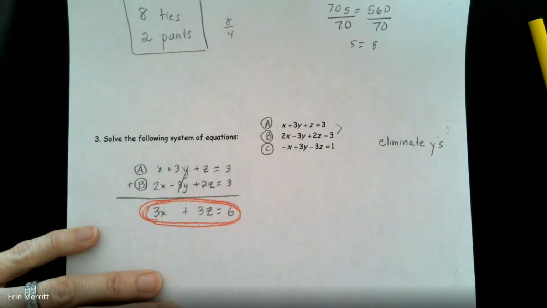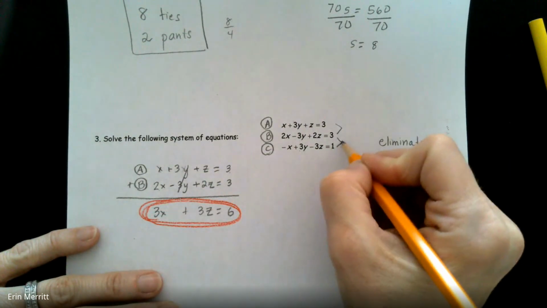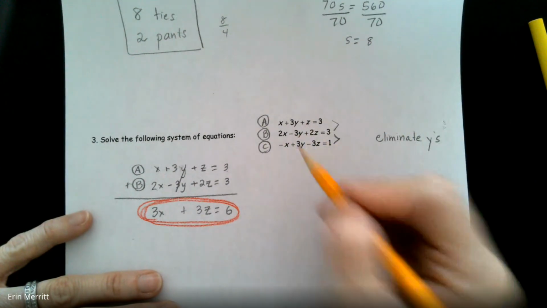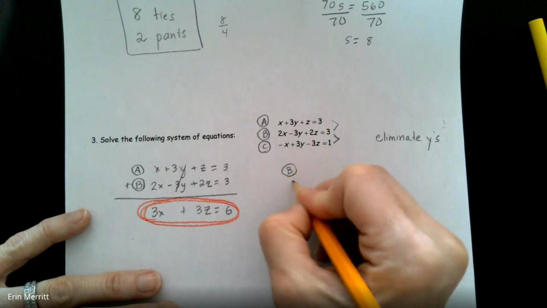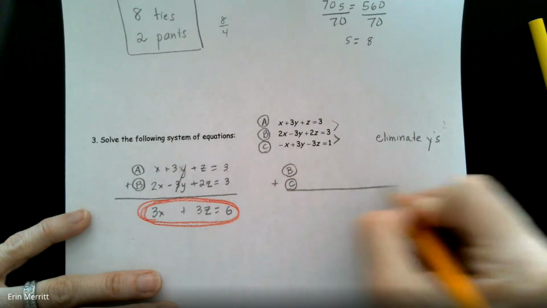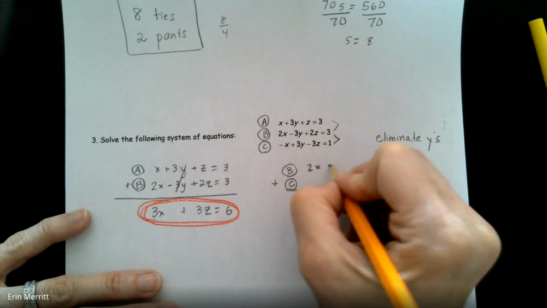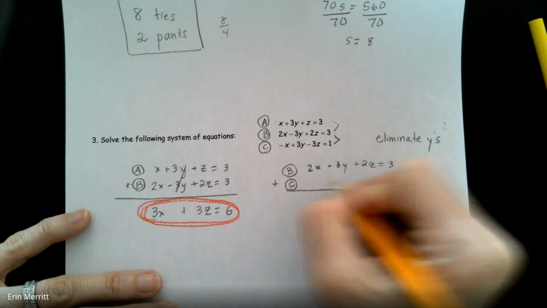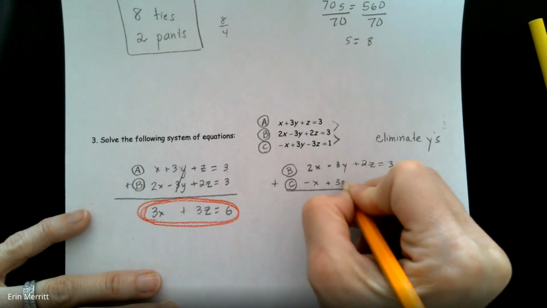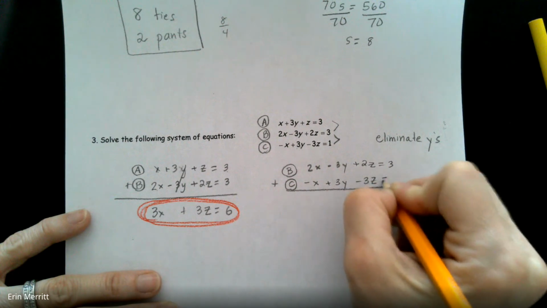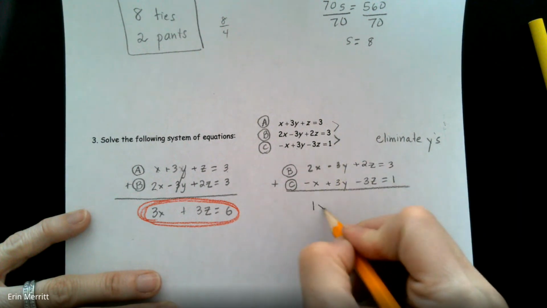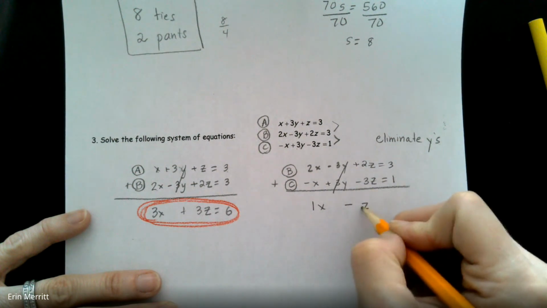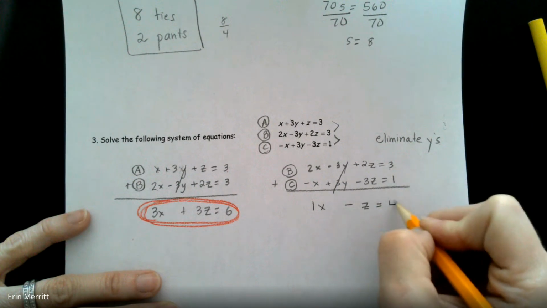So let's get rid of the Y's again. I'm going to combine the second and the third, because those will naturally cancel out again. So if I go B and C, add those guys together. This will give me 1X. Those go. This will give me minus Z. And then 3 and 1 together gives me 4.